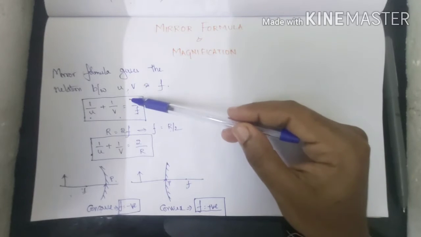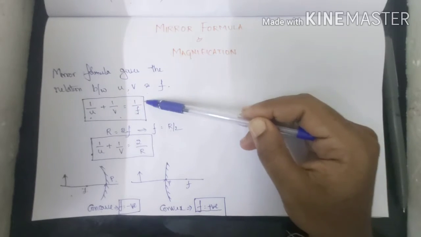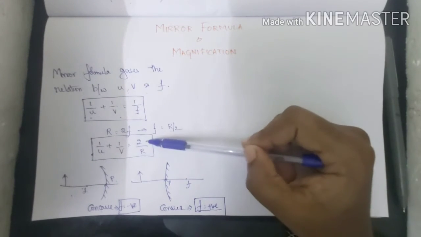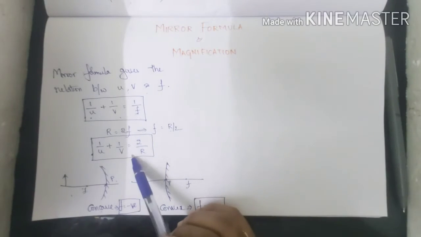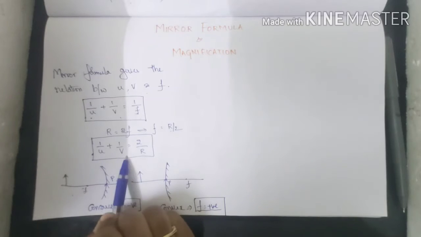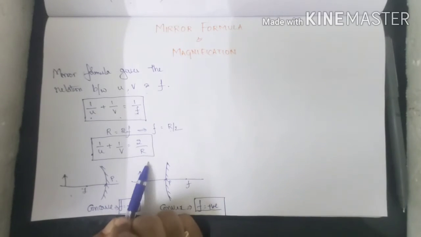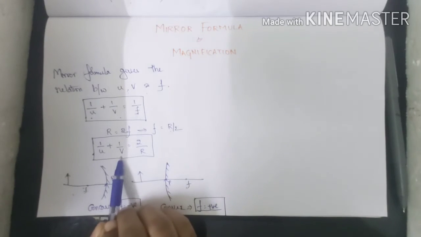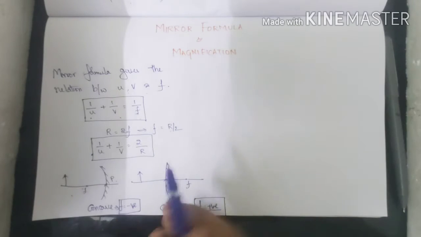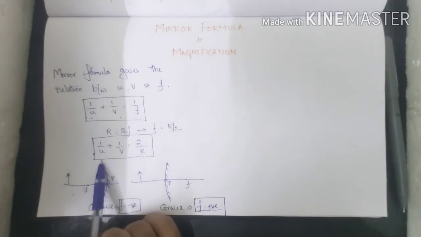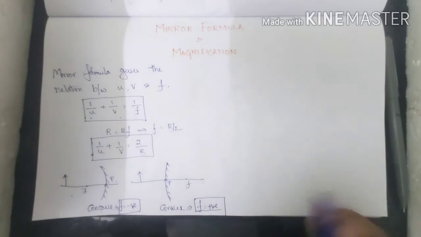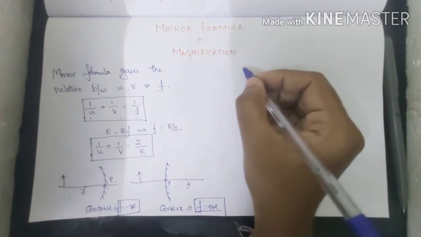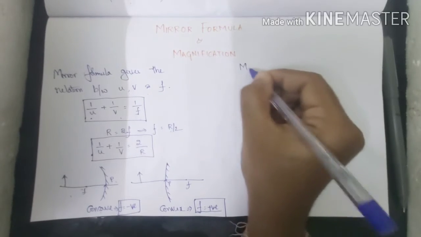Mirror formula is given by 1 by u plus 1 by v is equals to 1 by f, r is equals to 2f, f is equals to r by 2. Replacing that over here, you will get 1 by u plus 1 by v is equals to 2 by r. So these u and v distances are measured with respect to the pole again using sign convention. Okay, here I didn't use any sign convention. We have just written the relation between these. Now we'll see about magnification.